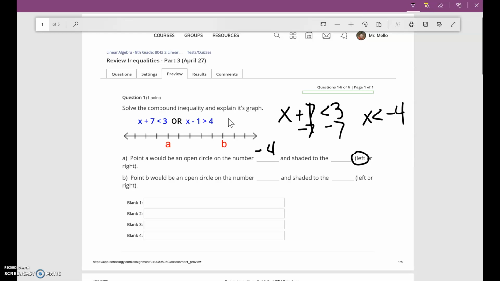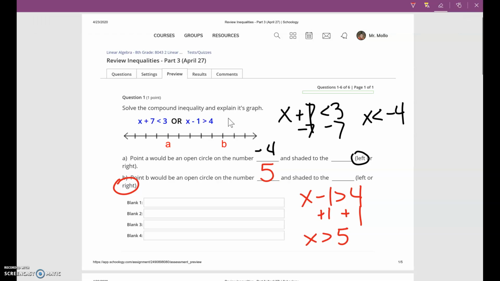And the second part here, x minus 1 is greater than 4. So I'm going to add 1 to each side. So 4 plus 1 is 5. So x is greater than 5. So point B would be an open circle on the number 5. And since it's greater than 5, we would shade to the right.